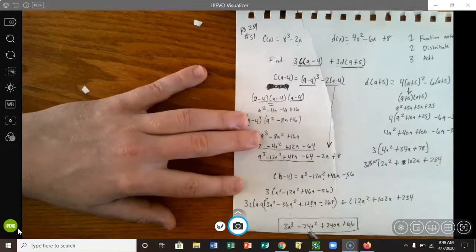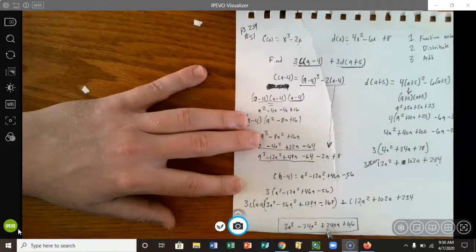So once we're all said and done, and our final answer after taking care of all three of our steps, we are left with 3a cubed minus 24a squared plus 240a plus 66.